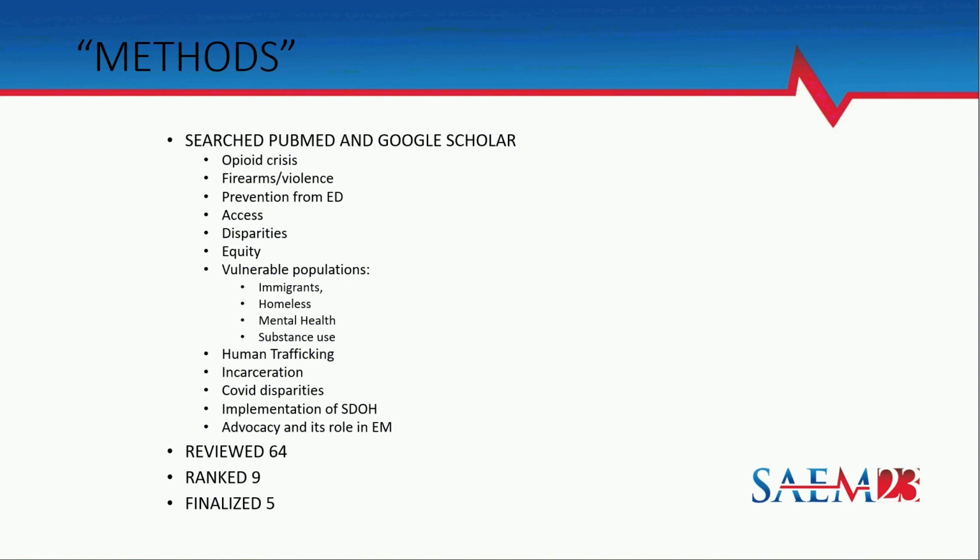Just a word about our methods. We generally have gotten this down to doing this in the same way every year. What we do is we review PubMed and Google Scholar for any of those topics. We look at what we feel are the most pertinent articles. This time we reviewed 64 articles. We ranked 9 of them, and then we finalized 5 from those 9 after a discussion.